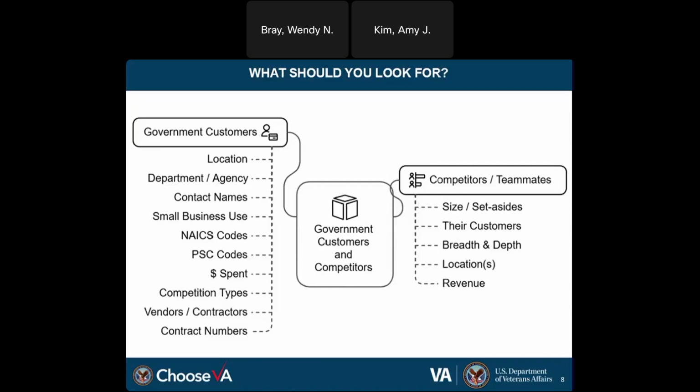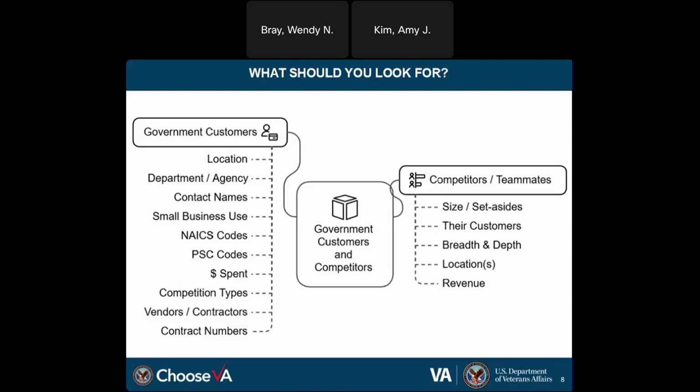What should you look for when you're conducting your market research? This slide identifies a few areas you should be looking at when determining if the agency is a potential client and if a business is a competitor or a potential partner. Because oftentimes you're going to start off as competitors, and then in whatever type of environment you're in, you'll identify whether or not that competitor could be a potential partner, so that you both can get awarded on a contract.